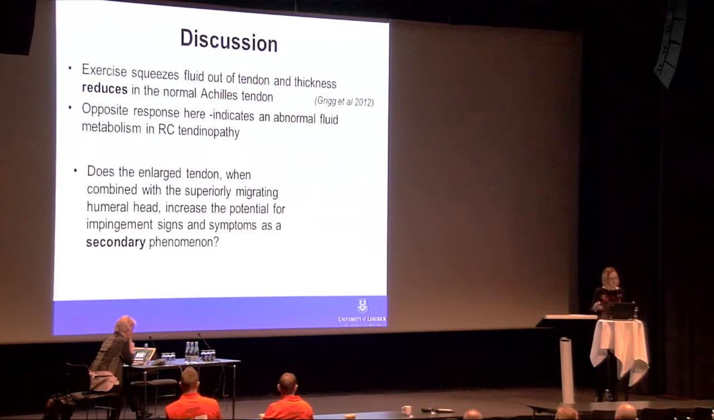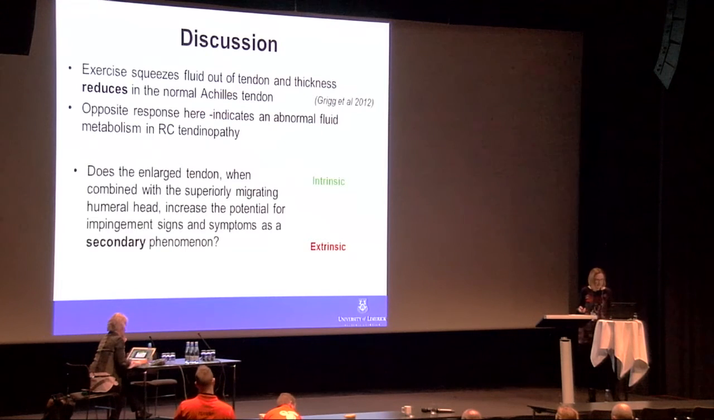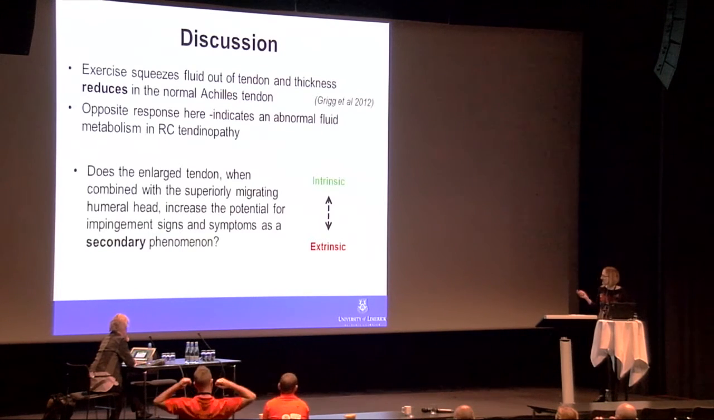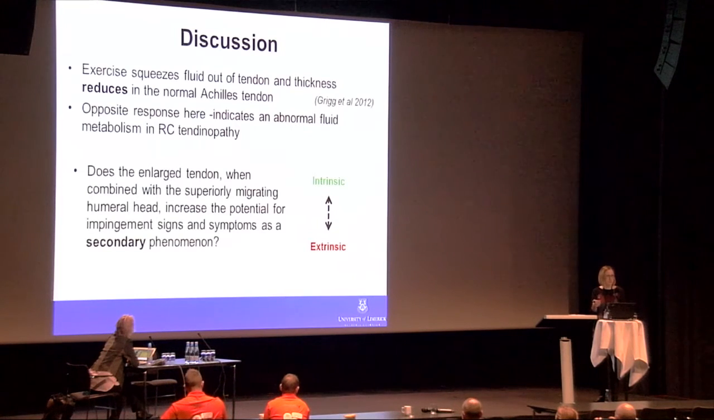So the question here is, does the enlarged tendon, when you combine it with a superiorly migrating humeral head, increase the potential for impingement signs and symptoms as a secondary phenomenon, but that the primary phenomenon is what's happening in the tendon, and what we're seeing in terms of maybe increased potential for compression might be a more secondary phenomenon. But also, as was emphasized, clearly there's a real interaction between what we might consider to be intrinsic mechanisms and extrinsic mechanisms that are at play when we see rotator cuff tendinopathy.